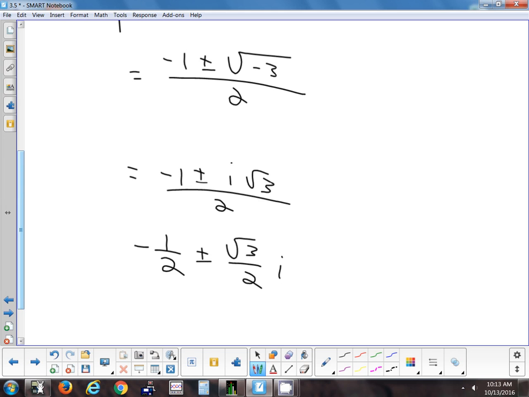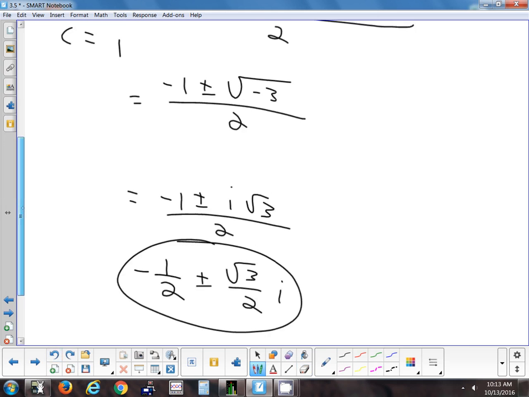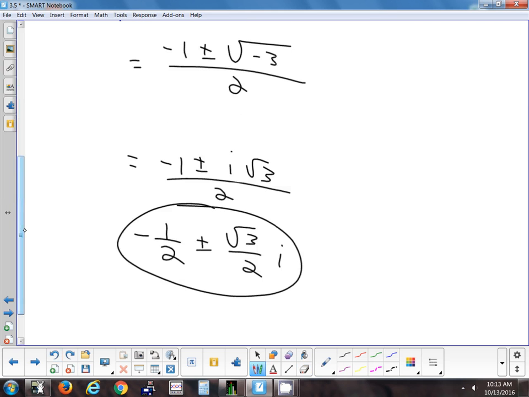Now, if you wrote it differently, you would confuse me. So don't do that. Even though it is technically correct, I'm not sure if the i is under that root. Okay? So do it just like that. And that's it. Those are your roots. Any questions on that?